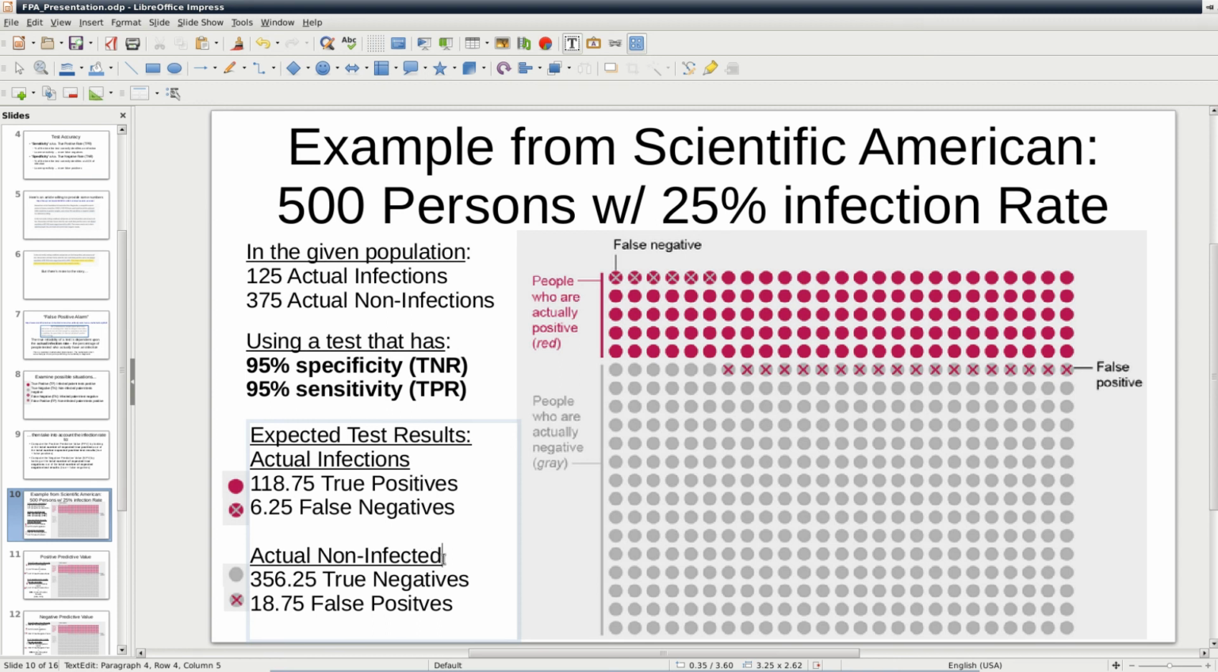And then on the other side of the coin, if we look at the gray area, the people who are negative, we do the math. We get 356.25 true negatives. That number is straightforward: it's 375 multiplied by the specificity, so that's 95% of 375. And then the other ones that are negative give you false positives. That's 5%, so there's 18.75. I hope that makes sense.